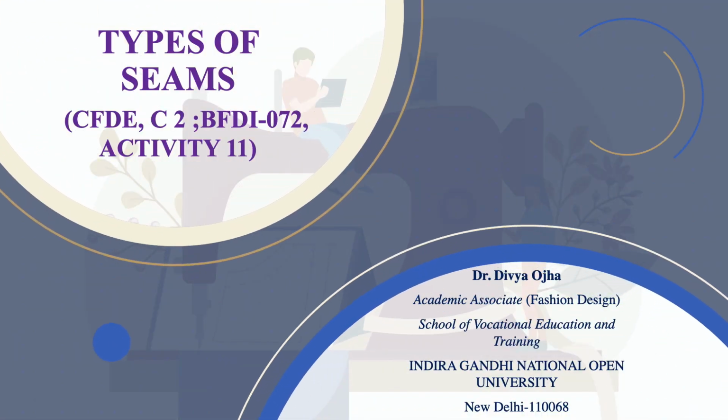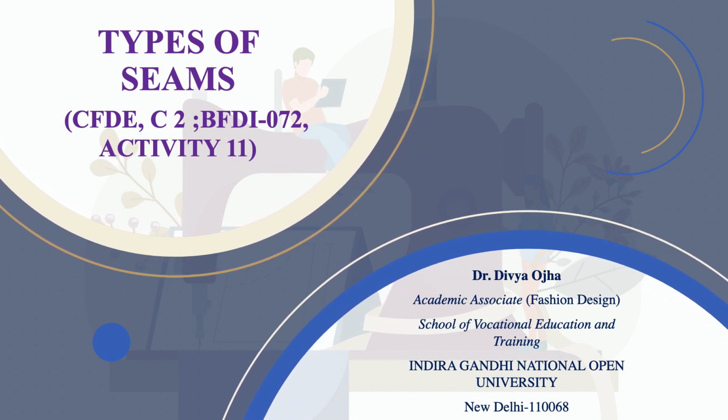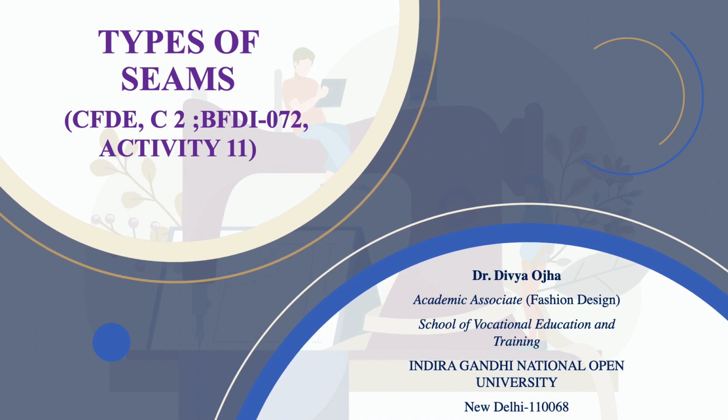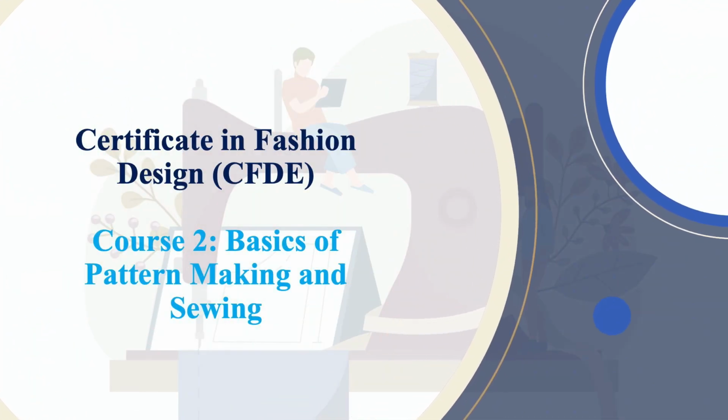So this is one activity part, or the practical manual from the practical workbook part of this particular course, which is Course 2, Basics of Pattern Making and Sewing. So today we will be discussing and demonstrating the types of seams, how many types of seams there are, and how we can construct particular seams for garment construction.